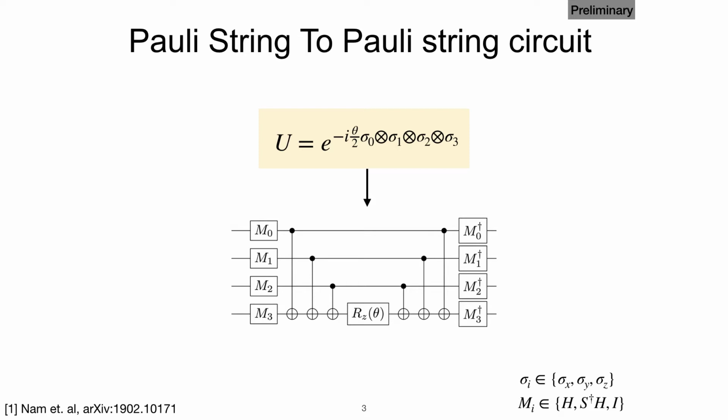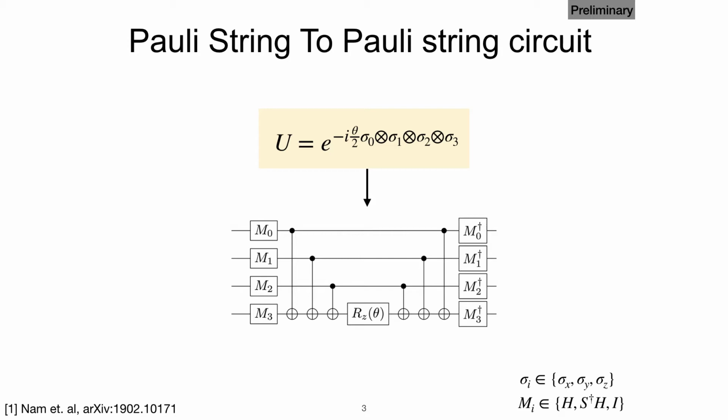Suppose you have a U with a Pauli string that is the tensor product of four Pauli matrices. The corresponding circuit is shown in the middle. M are the necessary basis changes for the Pauli matrices. For example, M equals the Hadamard gate if the Pauli matrix is sigma x. Making use of this template, we can simulate an entire UCC ansatz on a quantum computer.